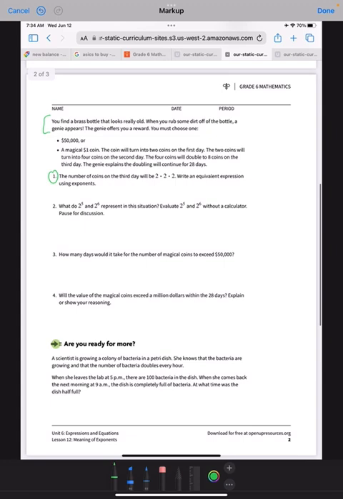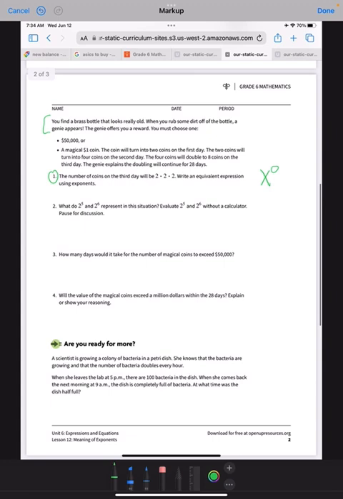We're going to answer number 1. It says the number of coins on the third day will be 2 times 2 times 2. Write an equivalent expression using exponents. I'm going to have you do that one real quick. Exponent is that little number, right? So my number's here, the exponent goes right there. Please do that for me now.